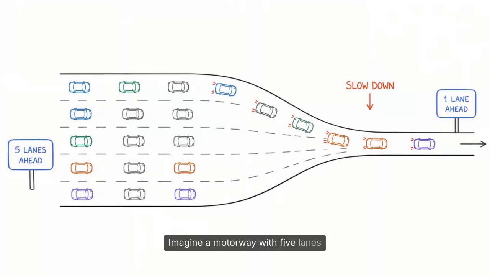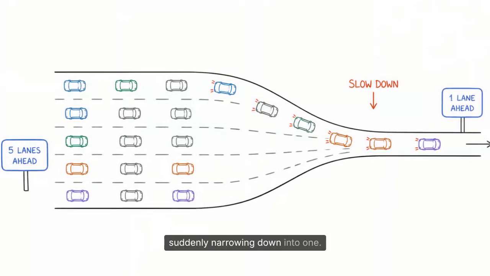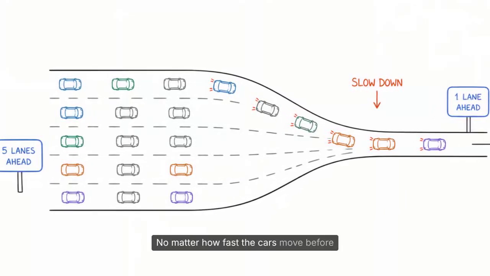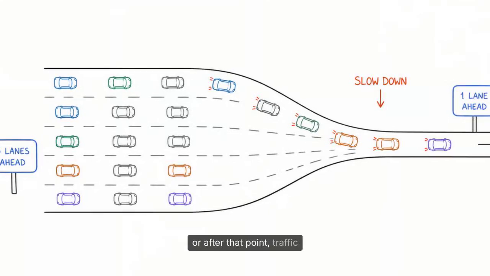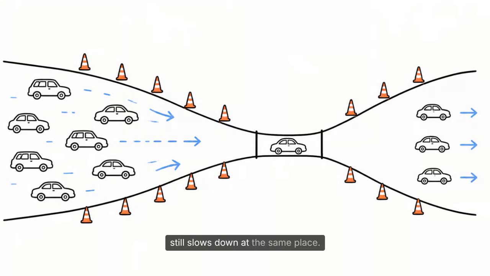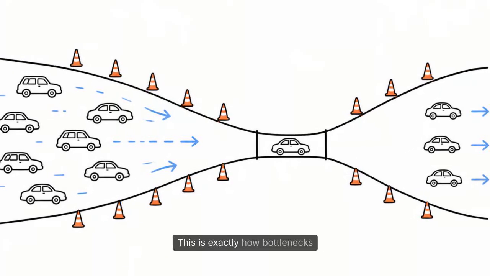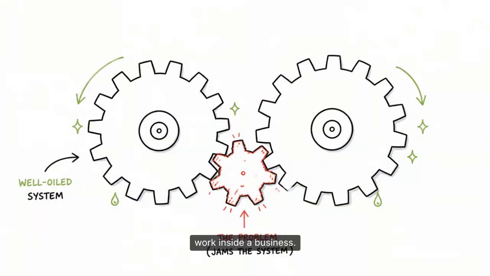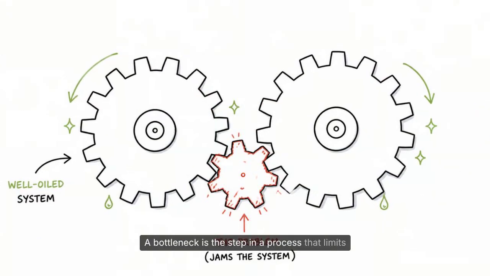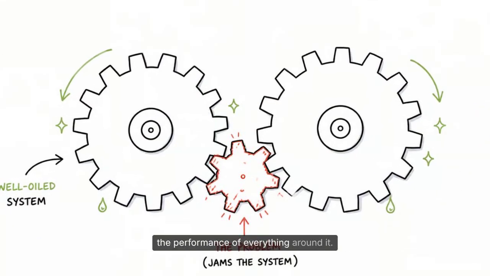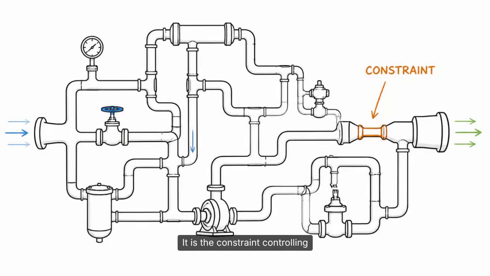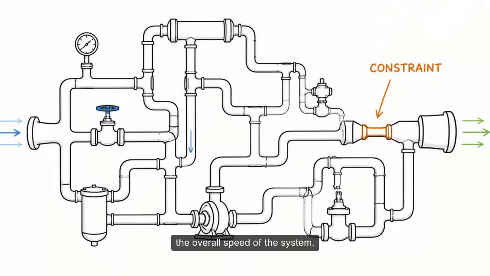Imagine a motorway with 5 lanes suddenly narrowing down into one. No matter how fast the cars move before or after that point, traffic still slows down at the same place. This is exactly how bottlenecks work inside a business. A bottleneck is the step in a process that limits the performance of everything around it. It is the constraint controlling the overall speed of the system.